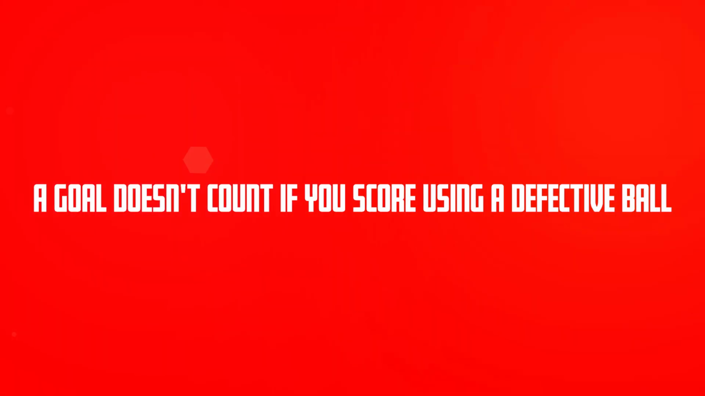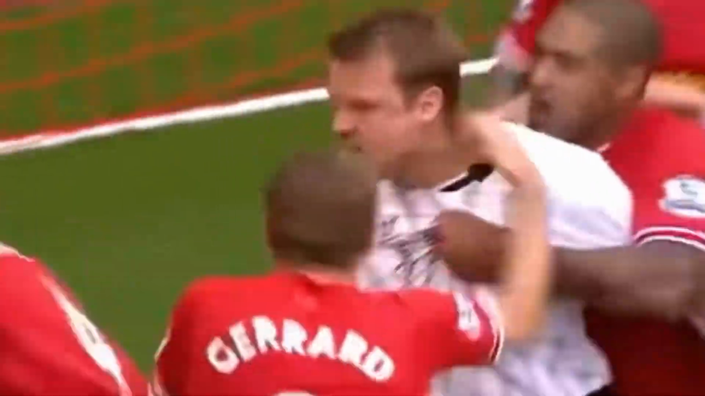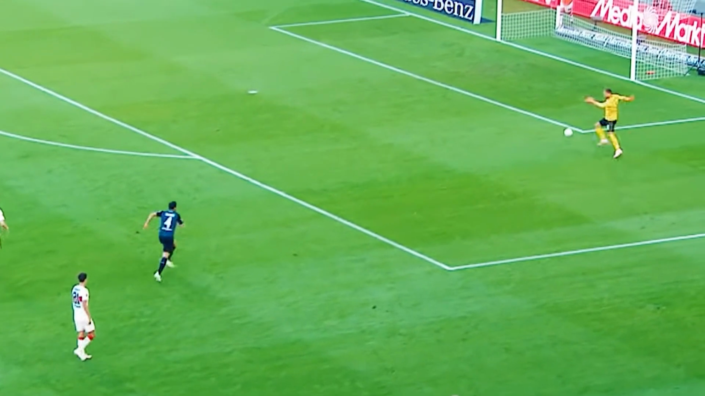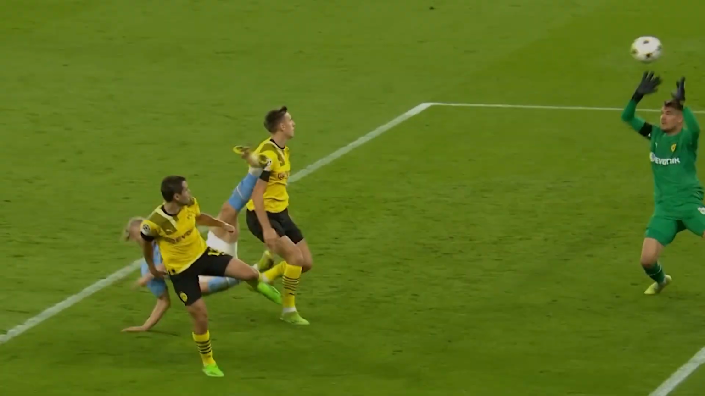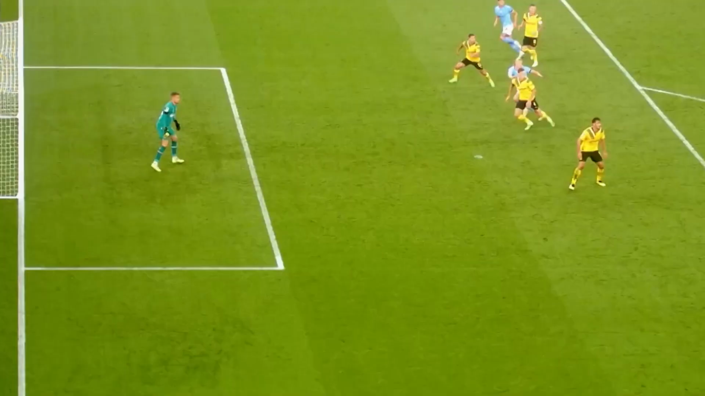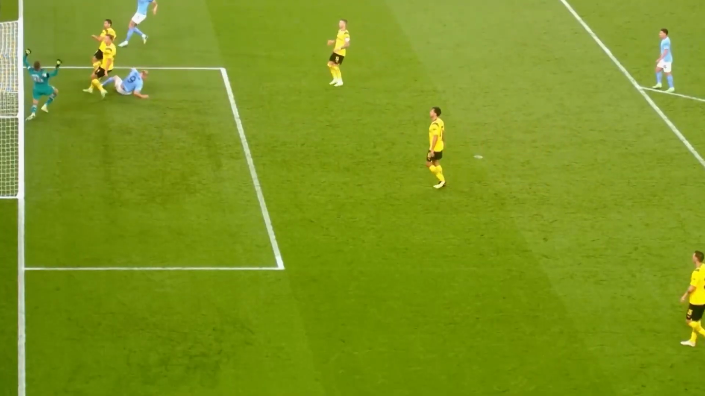A goal doesn't count if you score using a defective ball. Well, away from goalkeepers doing what they are paid to do, keeping the ball for not more than 6 seconds, let's talk about when they fail to keep the ball and it goes in. For a goal to count, the ball has to go all the way into the goal. If a ball loses its air or goes flat, play has to be stopped. The ball is replaced and play restarted with a drop ball.